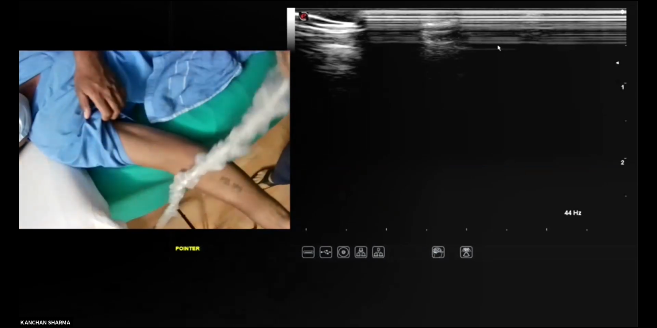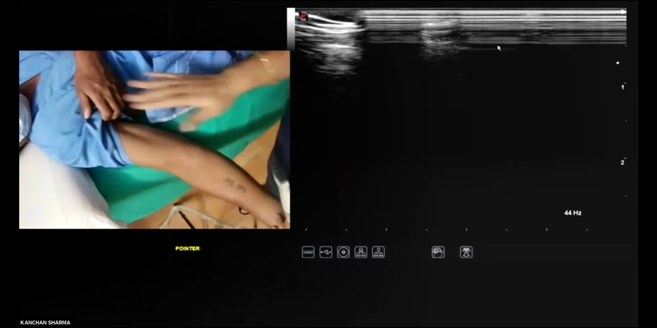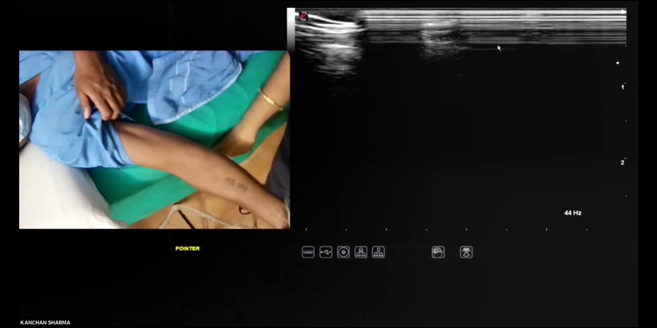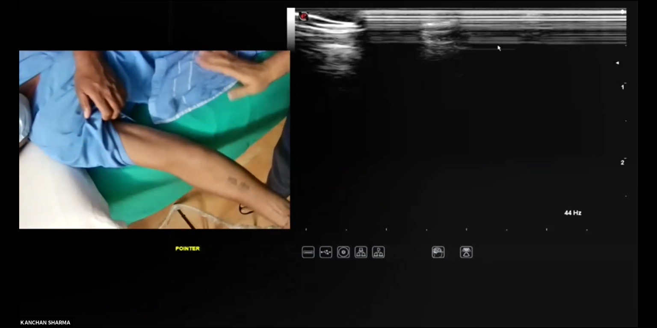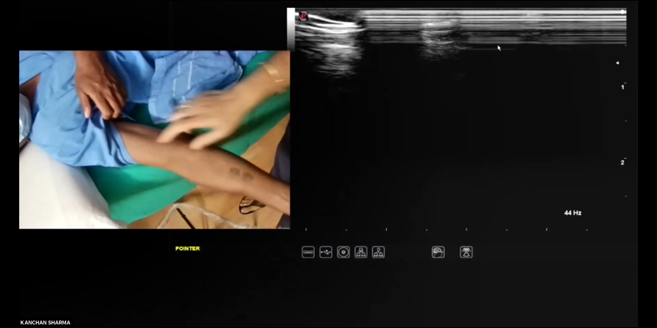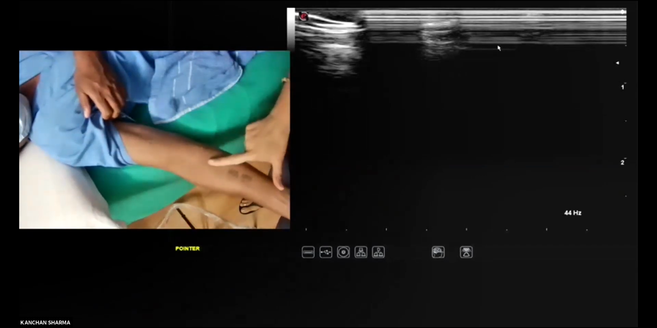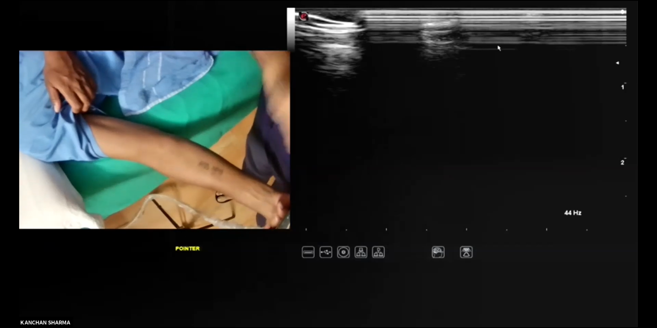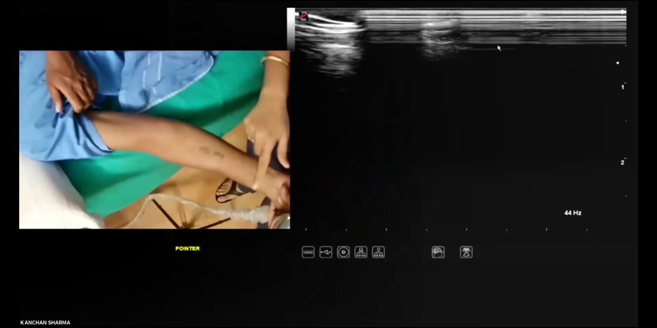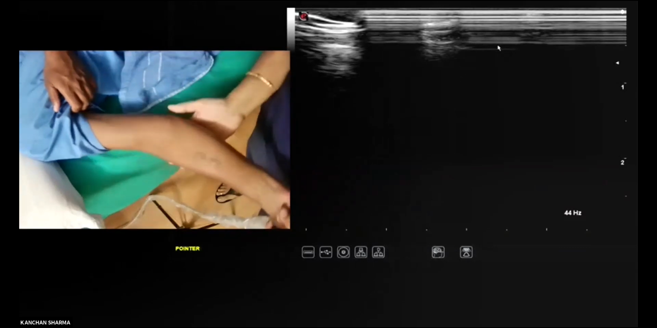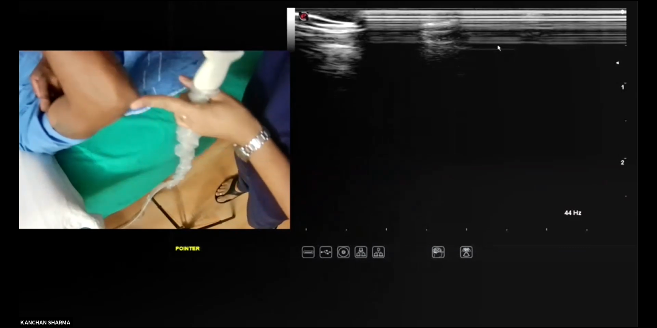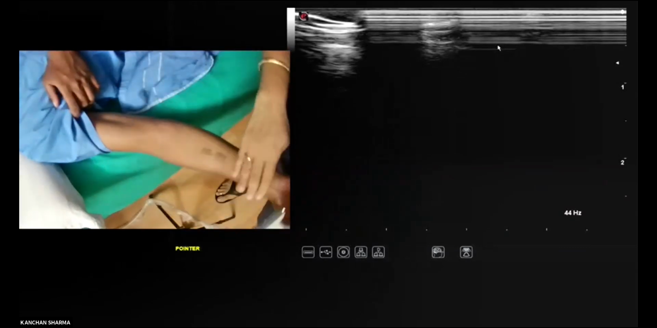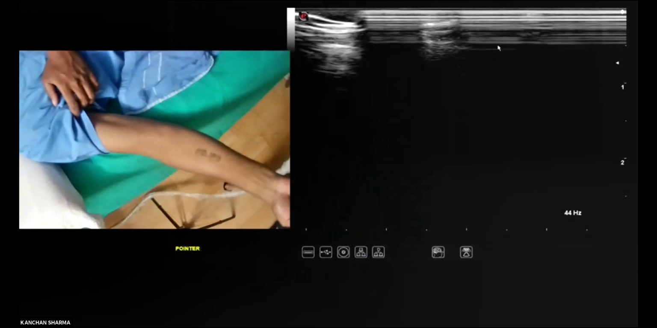So ulnar nerve now, I always examine it like this. I keep a table over here, but because we have to show, I'm not keeping it. The patient is lying down in the supine posture. This is the arm of the patient. This forearm is supinated. I want to see the medial epicondyle, which is here, and the olecranon process, which is here. What I'm going to do is keep my probe in such a way that it is bridging the medial epicondyle and the olecranon process.